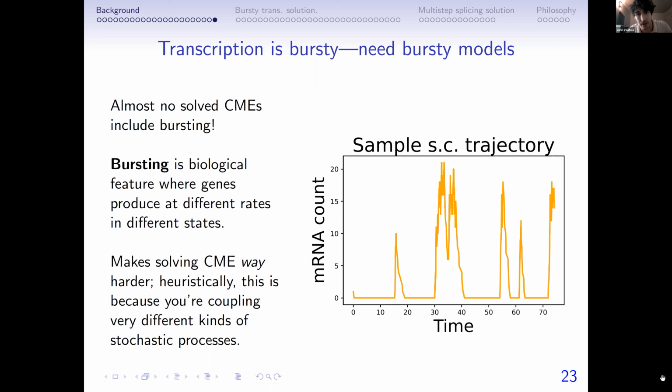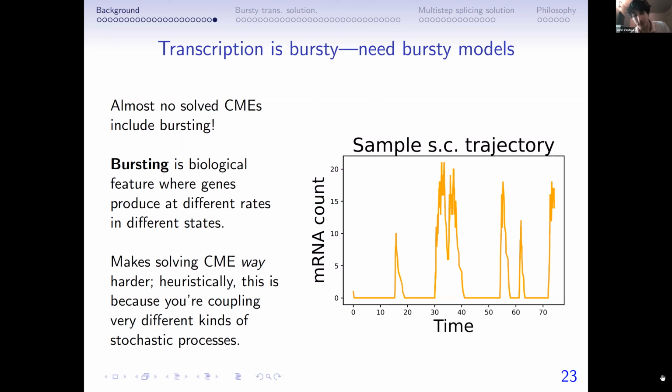And it turns out mathematically, trying to solve the CME for situations like this is very, very hard, heuristically, because you're trying to couple a discrete switching process, on, off, on, off, on, off, to something that's very different, almost like a random walk on molecule numbers, going from 0 to 1 to 2 to 1 to 2 to 3, stuff like that.